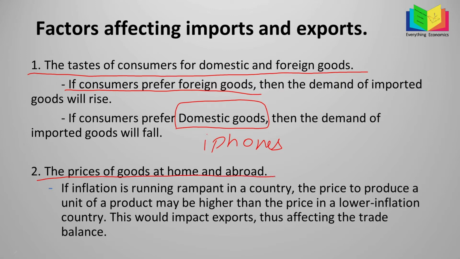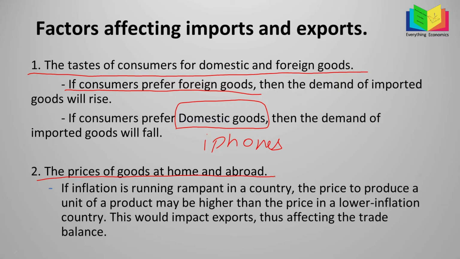Here we are talking about inflation. If the prices increase in the domestic market, then what will happen? That's what we'll try to understand. So first, let's read the definition. If inflation is running rampant in a country, the price to produce a unit of a product may be higher than the price in a lower inflation country. This would impact exports, thus affecting the trade balance.